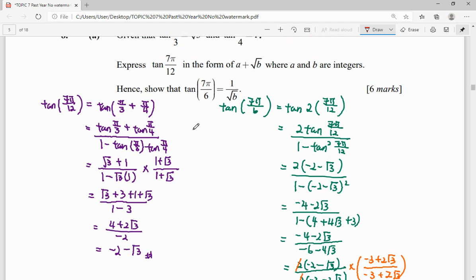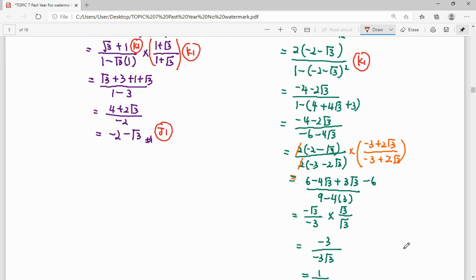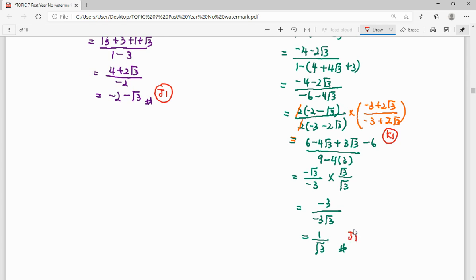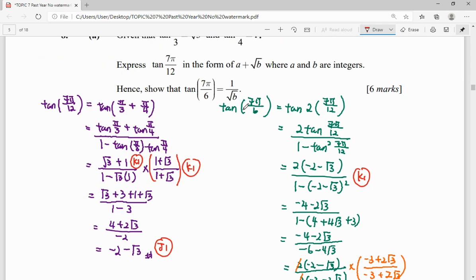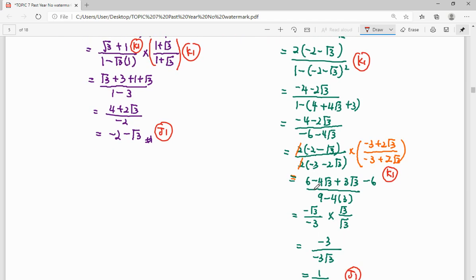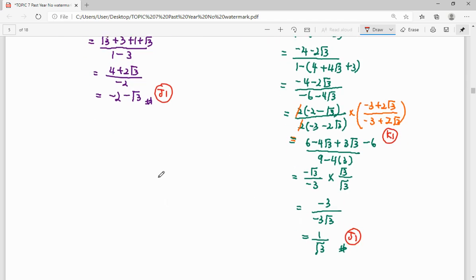So what is important here, the first one is how we apply our compound angle and our conjugate in order to get to the form of this surd number. That will be our part 1. So for part 2, we apply our double angle and then we do our conjugate and we simplify to the format as the question requests us to do, which is 1 over surd number. So that will be our part A.